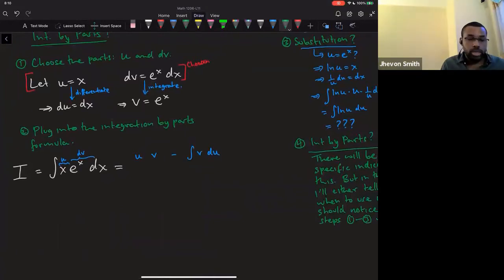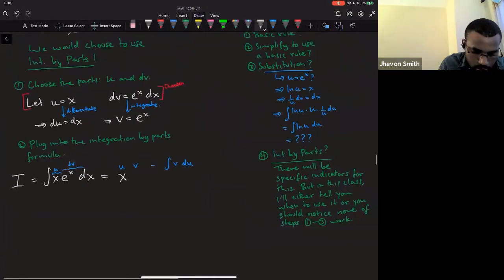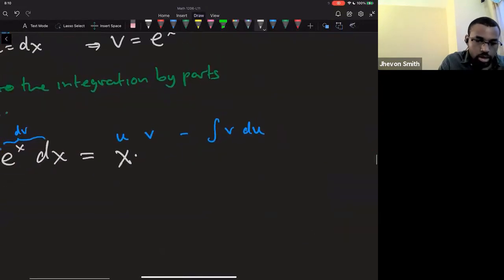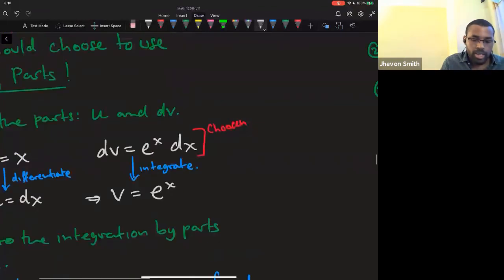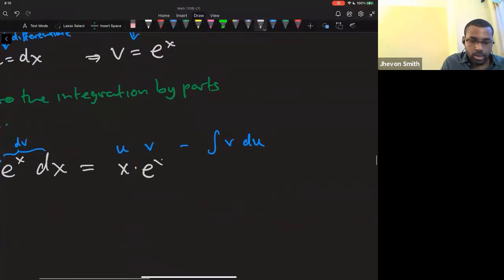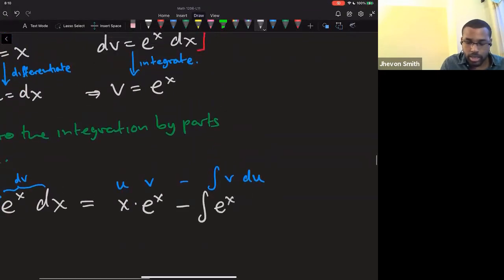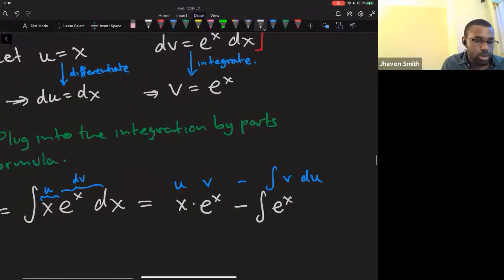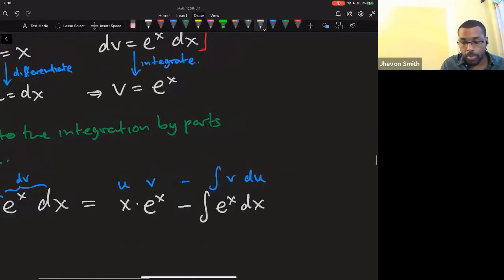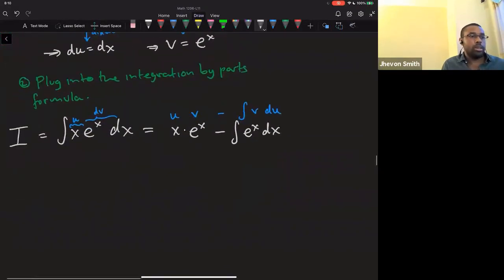Okay, so it's u times v, my u is x. My v is e to the x, minus the integral of my v, which is e to the x. My du is just dx. So you'll have that.